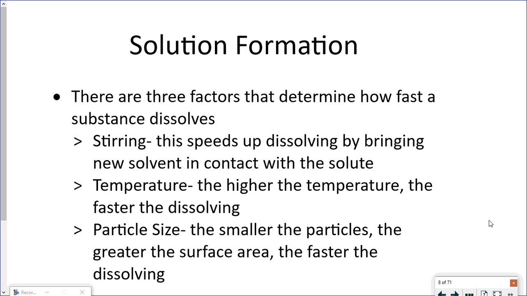Temperature is also going to affect how fast something dissolves. So generally a higher temperature is going to speed up dissolving. So hot tea is going to dissolve more sugar than cold tea would.